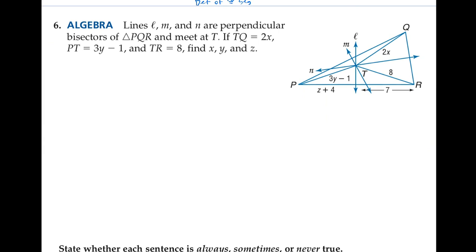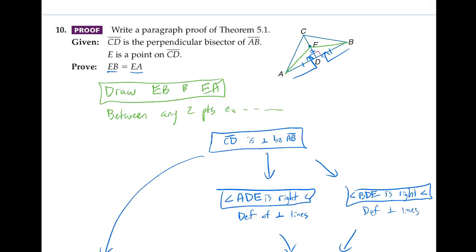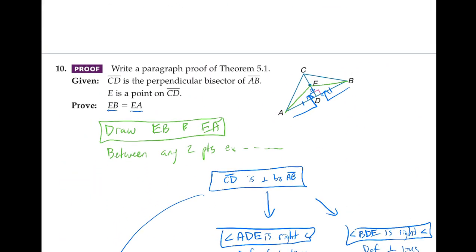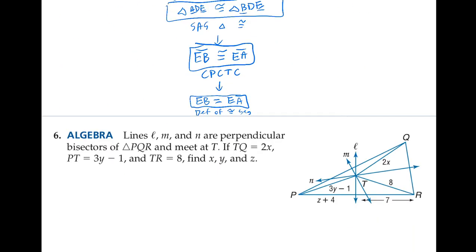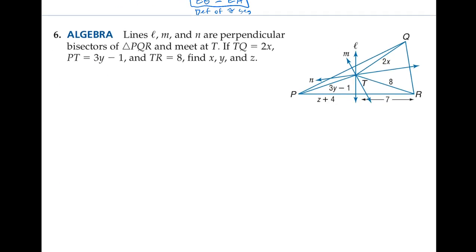All right, so now let's do a couple algebra problems. So it says these lines are perpendicular bisectors. Okay, so we're doing a lot of perpendicular bisectors of PQ and meet at T. So these are all perpendicular bisectors. Again, what was that theorem we just did? If they're the perpendicular bisector, then they're equally distant from the endpoints of whatever they were the perpendicular bisector of. So every point on the bisector is equally distant from A and B. Well, down here, if these are the perpendicular bisectors, then that means this length to that point on the perpendicular bisector is the same as this length.